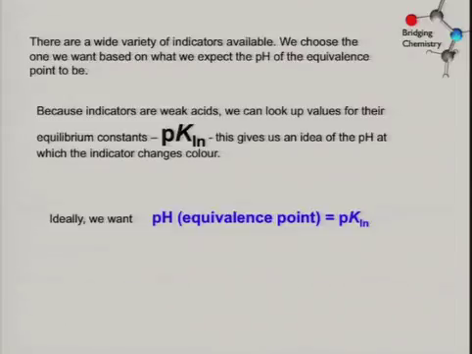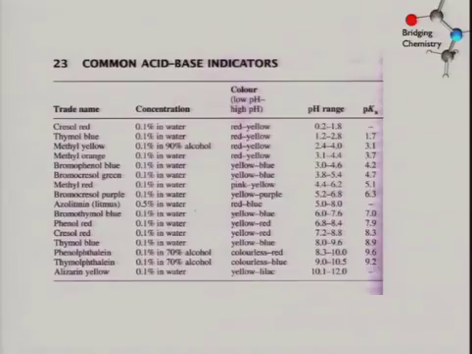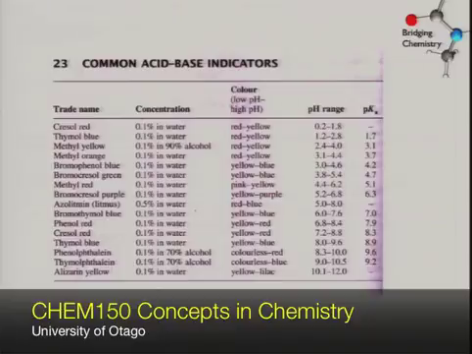Right? And so you go to a book, and here's a picture of what you get in a book of all these different acid-base indicators. And over here, you have these pK values. This is actually called pKa, not pKin, but it's the same thing. And so what you want is for that number there to match up with what you expect the pH of your equivalence point is going to be. And then you just put a few drops of that in, and then you do the titration, and when it changes colour, that tells you when you've reached the equivalence point. And so then you can do your calculations.